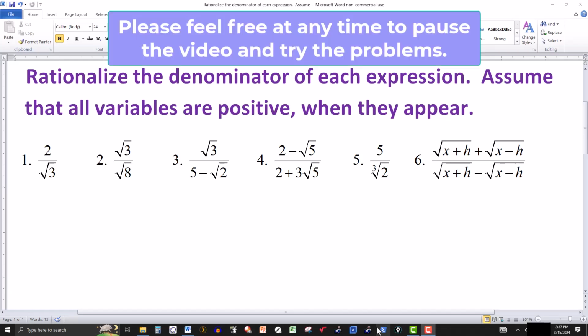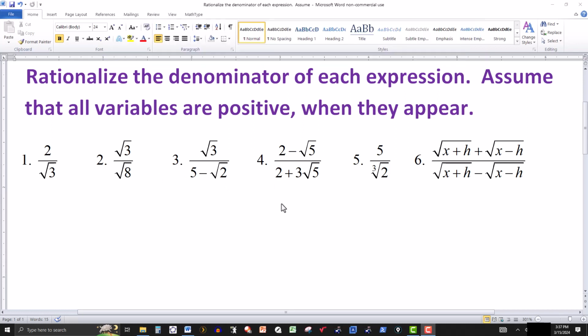Here we want to rationalize the denominator of each of these radical expressions, and we're going to assume that the variables are positive whenever they appear. Most of these are numerical values, except for the last one. So what we want to do then is rewrite each expression so that no radical appears in the denominator.